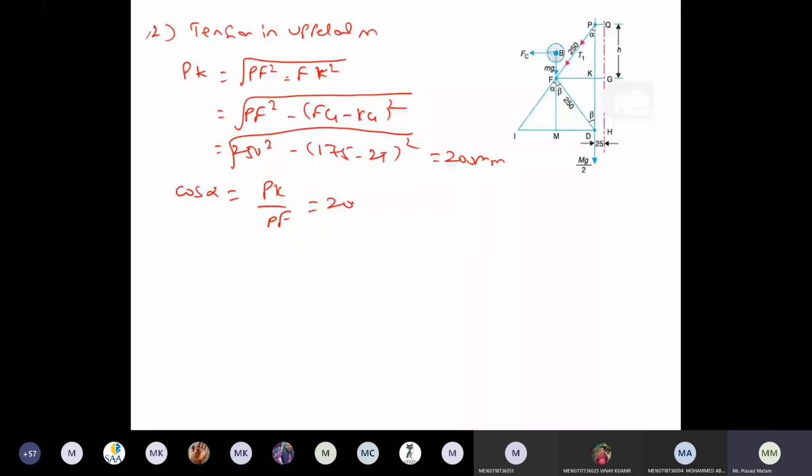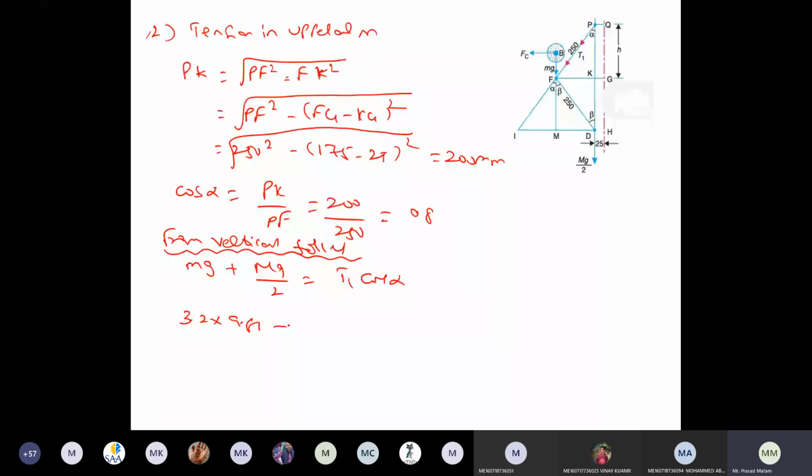0.8 I am getting. Okay, now I am using the relation of vertical forces, that is mass of the ball mg plus central load mg by 2, which is equal to T1 cos alpha from vertical forces. So m into g, that is 3.2 into 9.81. Mass of the central load is 25 kg into 9.81 by 2, which is equal to T1 into cos alpha, which is 0.8. So from this get the T1 value, dear students. 251.3 Newton.